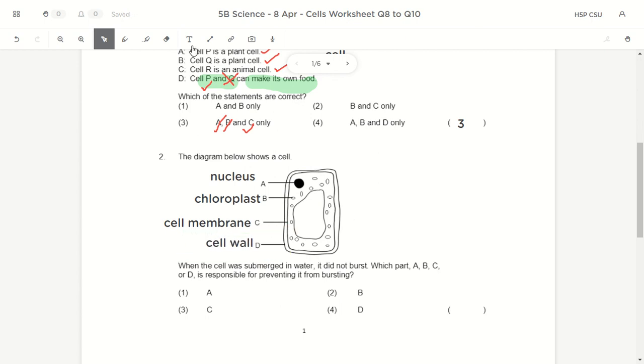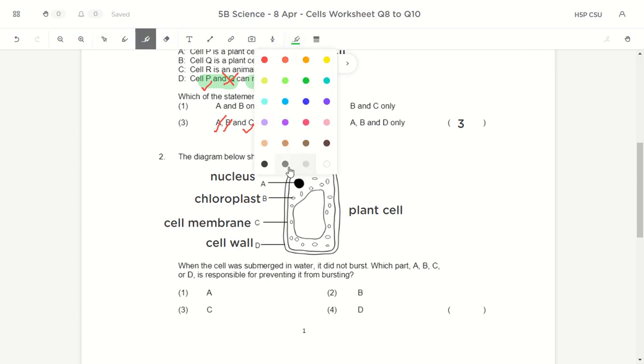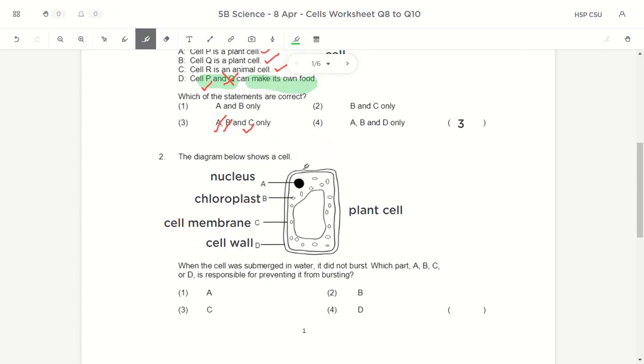Okay, how do I know that this is a plant cell? Think about it. How do I know by just looking at it? You realize that it has a cell wall. So any cell that has a cell wall must be a plant cell. Okay, it might be from the leaf, it might be from the flowers, from the fruit, doesn't matter. As long as it has a cell wall, it must be a plant cell. Okay, that's the main thing.